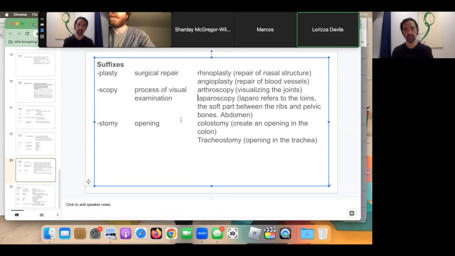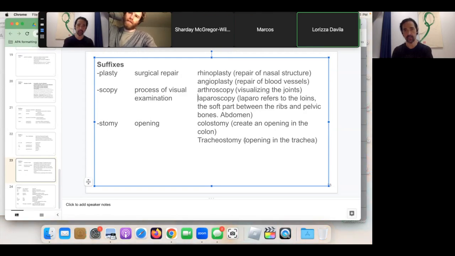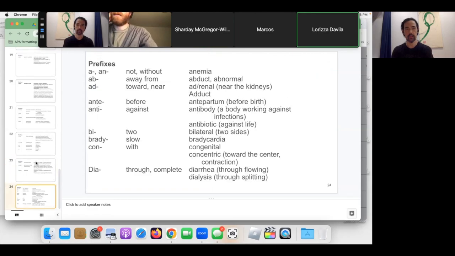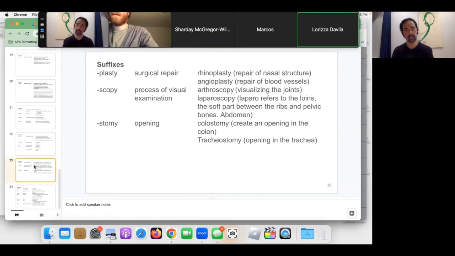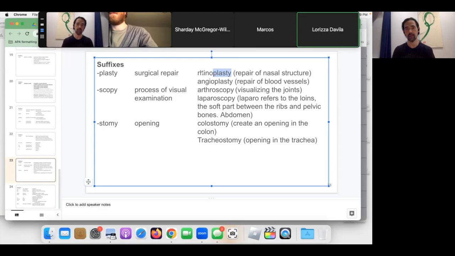Stomy means opening. So colostomy, that's creating an opening in the colon. Tracheostomy, that's creating an opening in the trachea. All right, so we did suffixes, which come at the end. Remember, when you see a suffix, begin your translation with the suffix first, right? So rhinoplasty would be repair of the nose, right? Colostomy would be an opening in the colon.